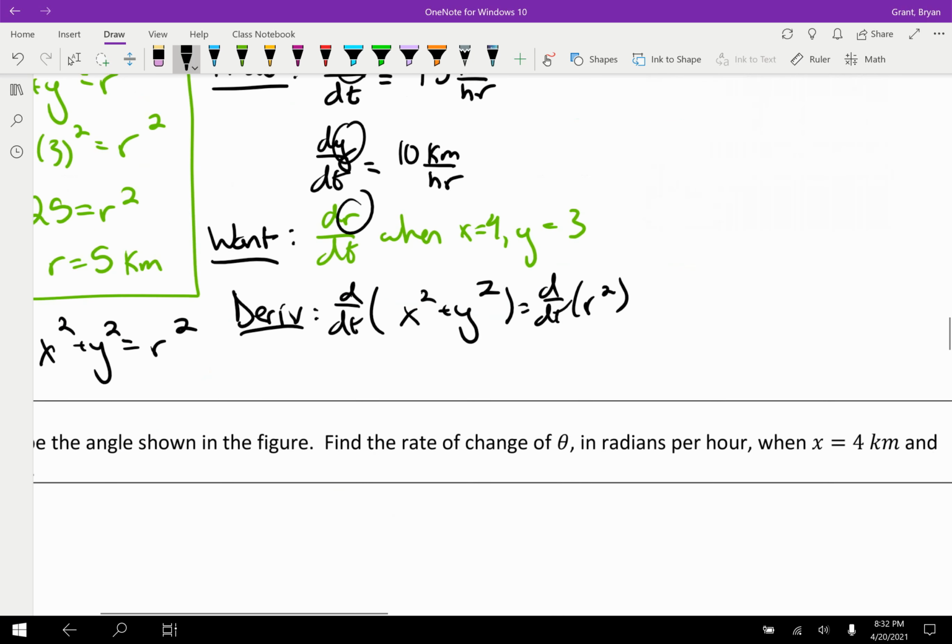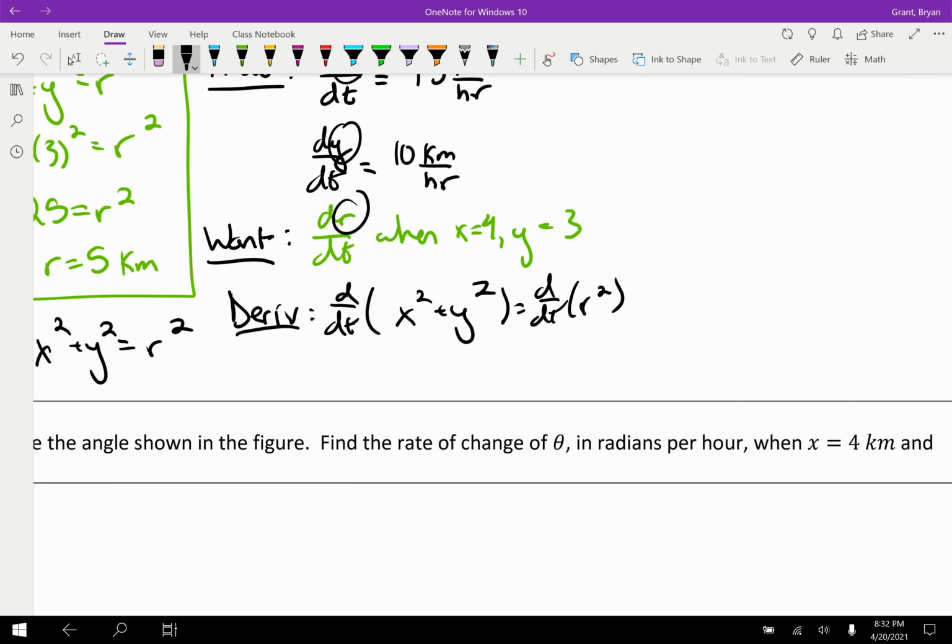Okay. As we go through, derivative of x squared, 2 comes down, x stays the same to the first, so that took care of the square, but I haven't done the derivative of x yet, so we need a dx dt. The y is similar, 2y to the first times dy dt, and then the other side, 2r dr dt.